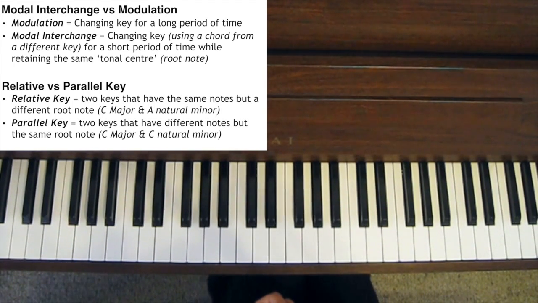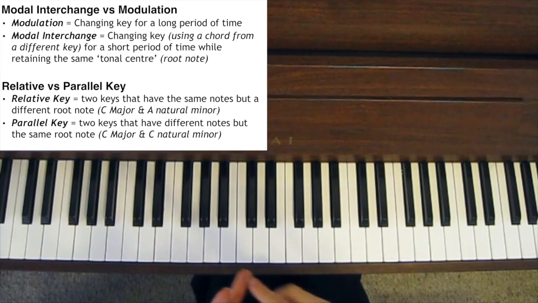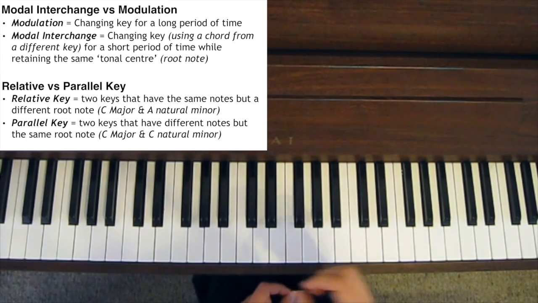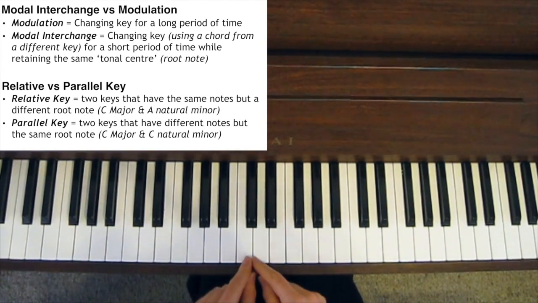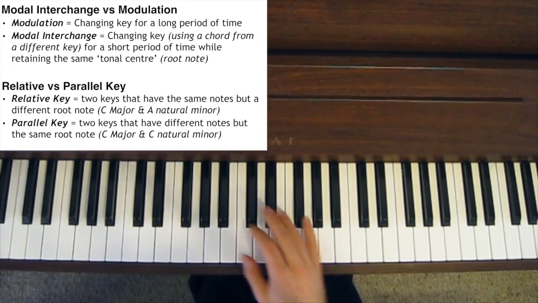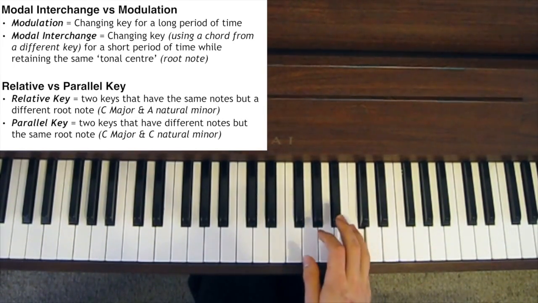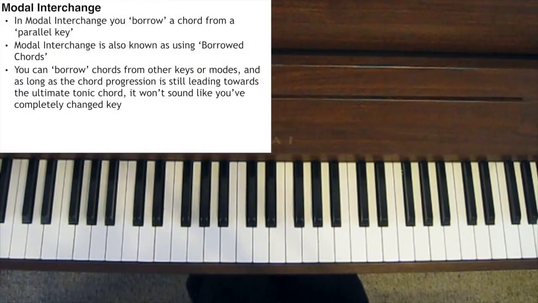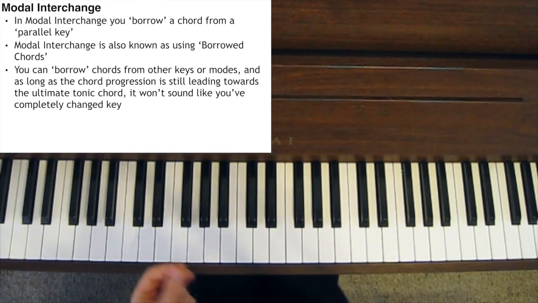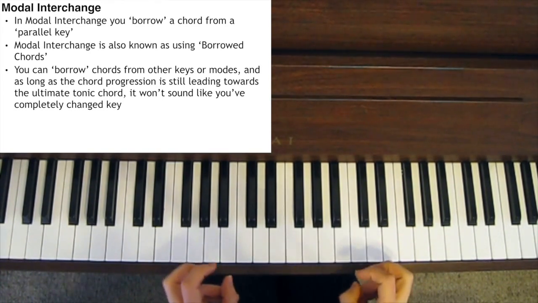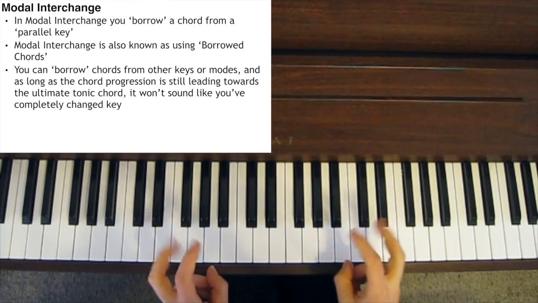Now, it's also worth quickly explaining the difference between a relative key and a parallel key. Relative keys are two keys that have the same notes but a different root note, like C major and A natural minor. And parallel keys are two keys that have different notes but the same root note, like C major and C natural minor. And essentially, in modal interchange, you borrow a chord from a parallel key, that is, a key with the same root note. And this is why using modal interchange is also called using borrowed chords.